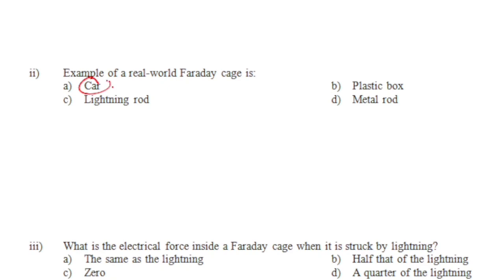A car is made up of conducting material, na? The body of the car is metallic, na? So it becomes an electrostatic shielding from lightning. This body of the car, which is made up of conducting material, acts as electrostatic shielding and it protects from the lightning. So this real world Faraday cage is a real example of this car. Car is the correct option because its body is made up of metals, right?